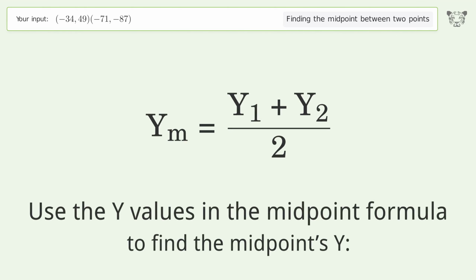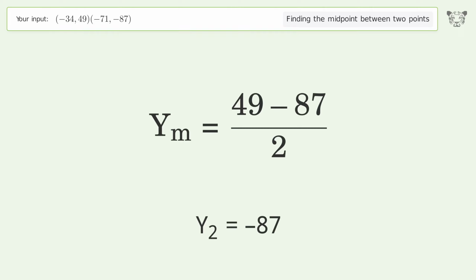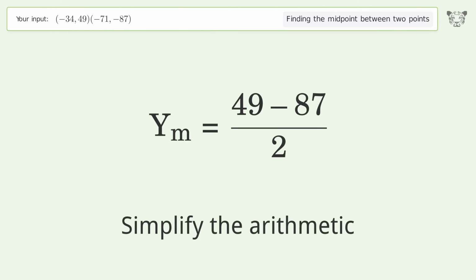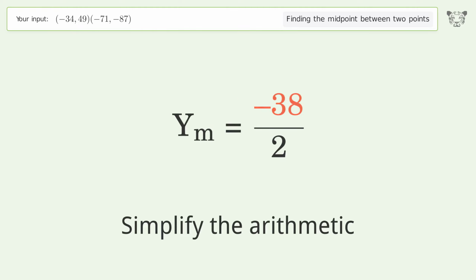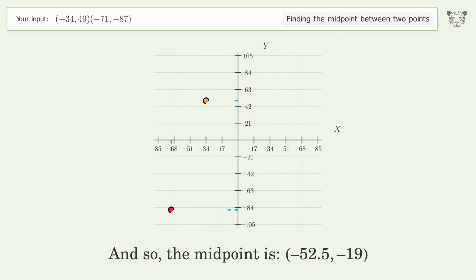Use the y values in the midpoint formula to find the midpoint's y. y1 equals 49. y2 equals negative 87. Simplify the arithmetic. And so, the midpoint is negative 52.5, negative 19.